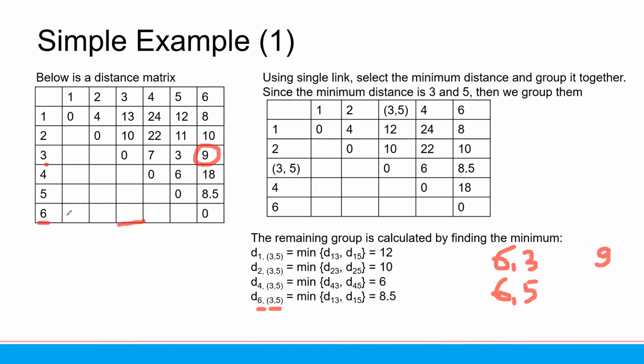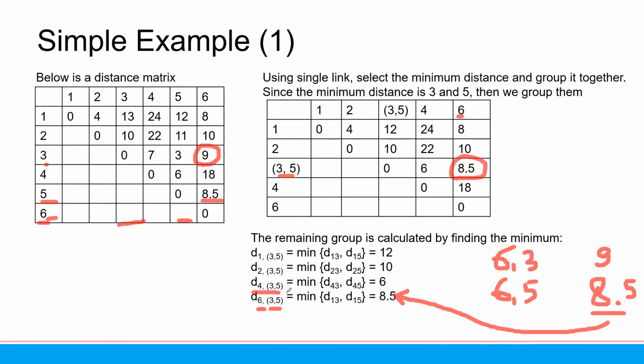What about 6, 5? 6, 5, oh, empty. So it is the same as 5, 6. So use 5, 6, which is 8.5. So which one is the minimum? The minimum is 8.5. Then we put it as the distance between 6 and 3, 5. So we put it here. Okay, 3, 5, and then the distance to the 6.